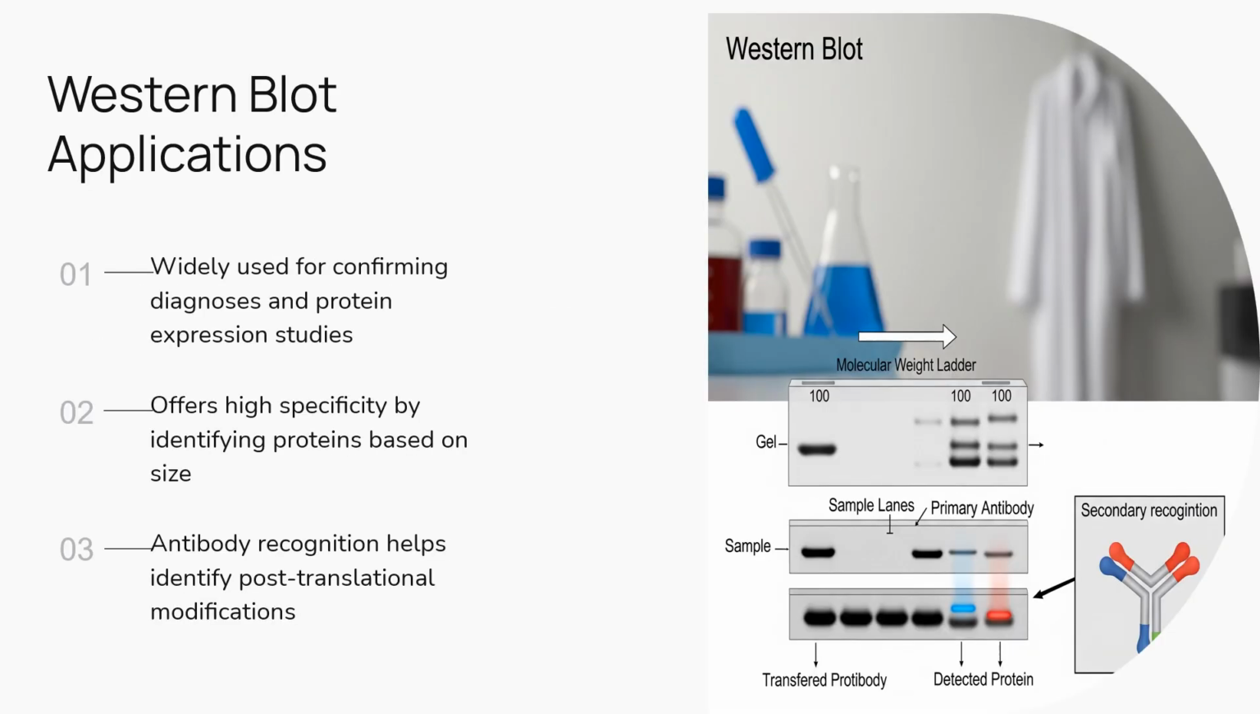Applications of Western blot: it is used as a confirmatory diagnostic test, so it is actually the gold standard for confirming infections such as HIV and Lyme disease. It can be used for protein expression studies, to measure the expression levels of proteins in research and clinical samples. It can also be used for post-translational modification analysis, so it can detect modifications like phosphorylation using specific antibodies.